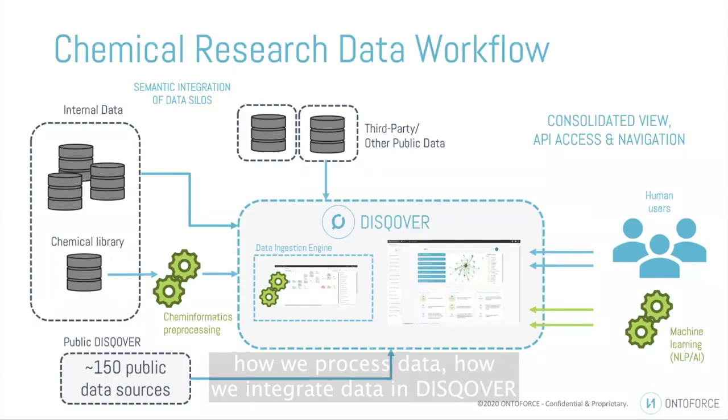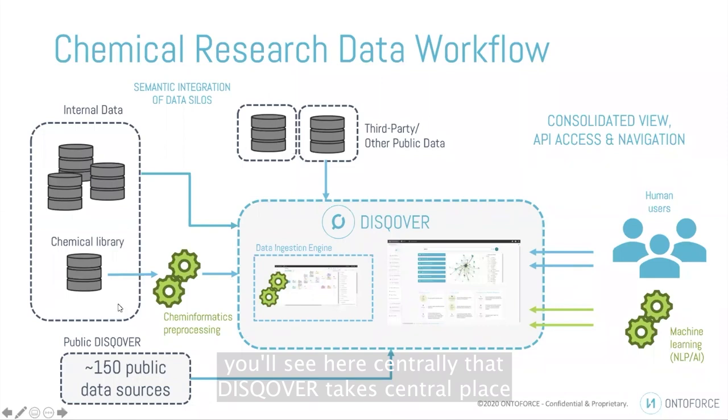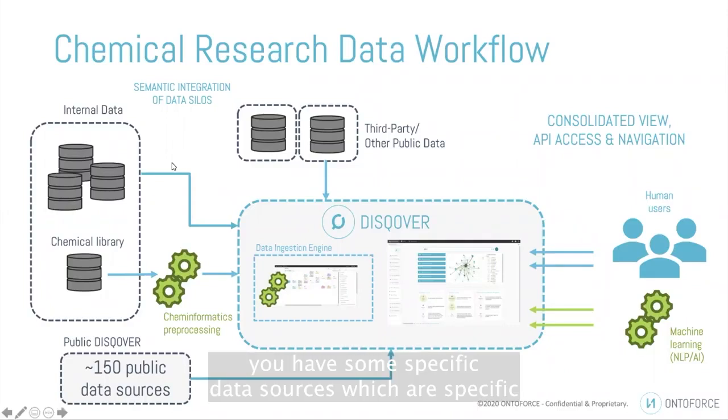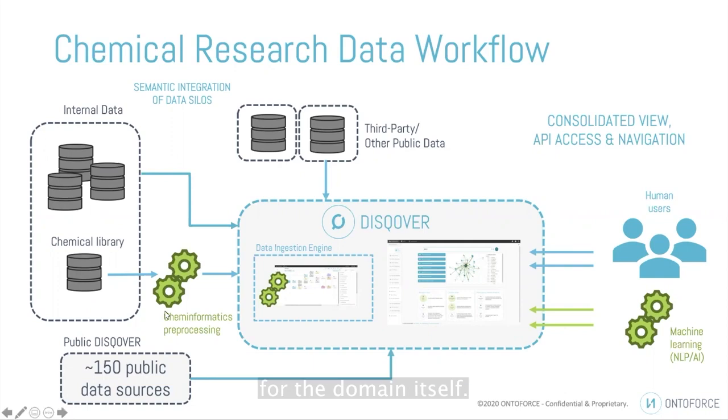So first, looking at this slide to show you a little bit of an overview of how we process data, how we integrate data in DISQOVER. You see here centrally that DISQOVER takes a central place around different data sources, and in the context of a chemistry search or a chemical research, you have some specific data sources which are specific for the domain itself.